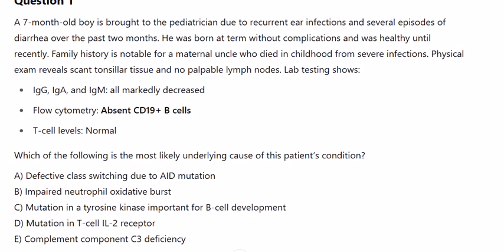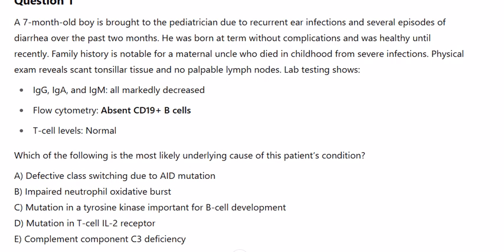Question 1. A 7-month-old boy is brought to the pediatrician due to recurrent ear infections and several episodes of diarrhea over the past 2 months. He was born at term without complications and was healthy until recently. Family history is notable for a maternal uncle who died in childhood from severe infections. Physical exam reveals scant tonsillar tissue and no palpable lymph nodes. Lab testing shows IgG, IgA, and IgM all markedly decreased.